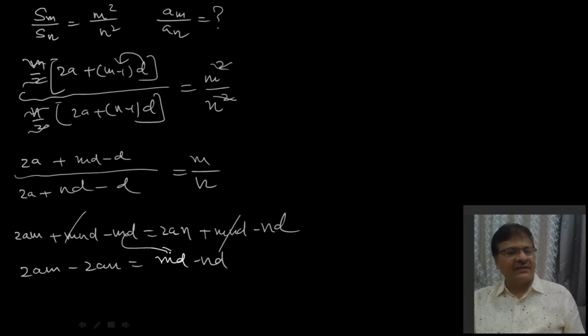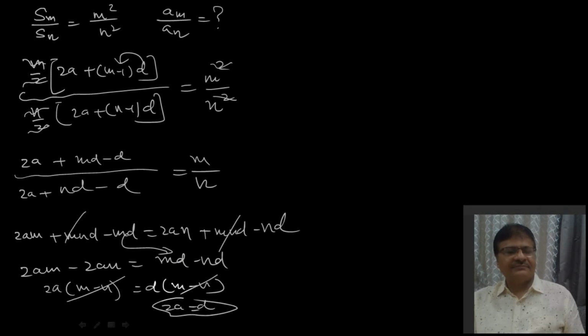I transferred this to the other side, and it became positive. What is common here? Twice a into m minus n equal to d, taking common, m minus n. So m minus n cancels with m minus n. What do I get? 2a equal to d. That is my result. Is that clear?